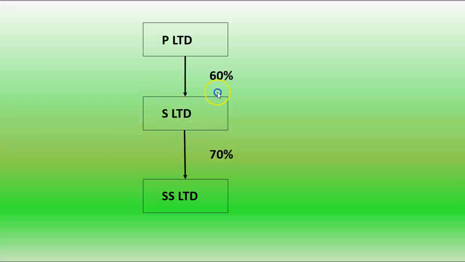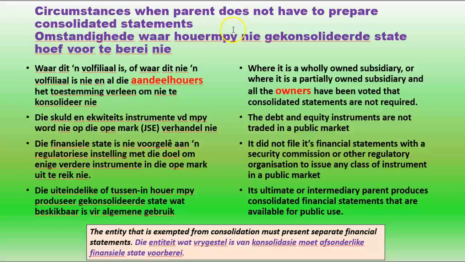And the answer is no, because the holding company of the group, P Limited, is going to prepare consolidated financial statements. However, S Limited must tell this 40% shareholders, the non-controlling interest, that they're not going to prepare consolidated financial statements, and the reason for that is that they are part of the P group of companies. So the owners must have voted and given their approval that there are no consolidated financial statements.